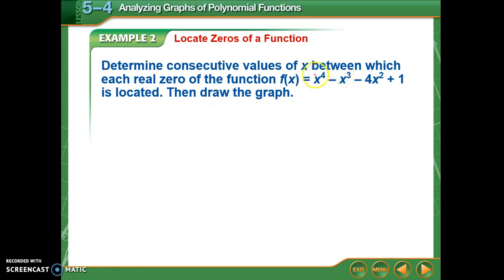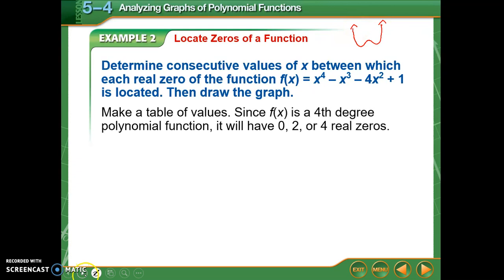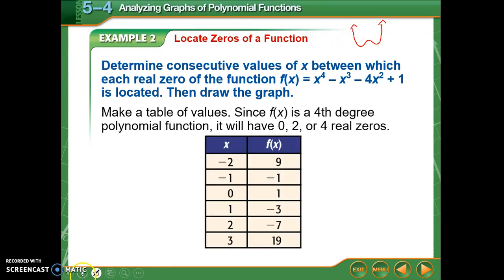Here we have a 4th degree function with a positive leading coefficient. So I will expect both of my ends to go up. Okay, so thinking about end behavior. We're going to make a table of values, which they have for you here. Since f of x is 4th degree, I'm expecting it'll either cross the x-axis 4 times, 2 times, or not at all. So let's take a look here and analyze our y values.